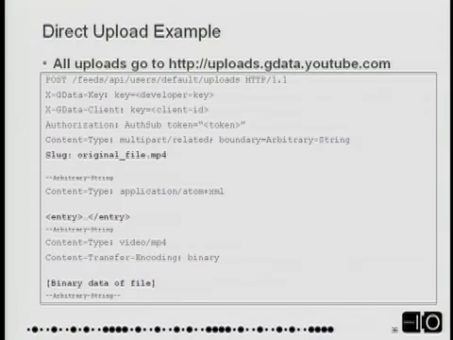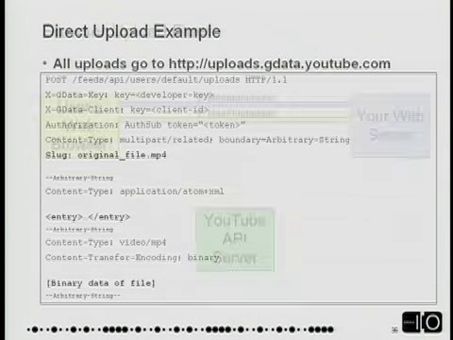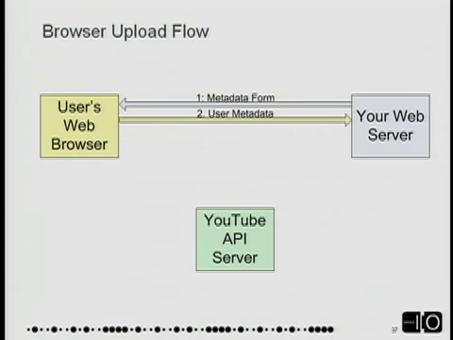So for direct upload, my standard HTTP header is up top, and then I simply pass in a video entry, which is going to contain the metadata of the video, the same thing you see when you fetch one: the title, the description, the category. And then in the second part of this post, I'm going to have the binary data of the file. So direct upload is pretty straightforward, but browser upload is where it gets a little interesting.